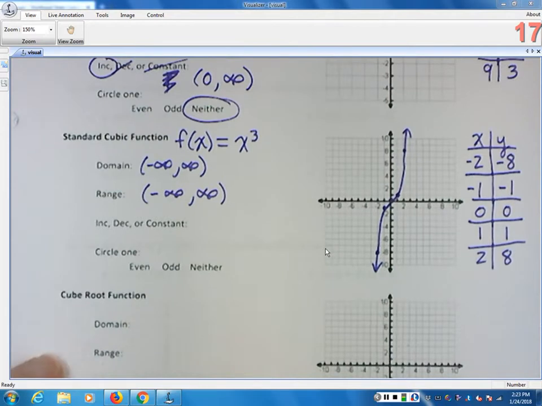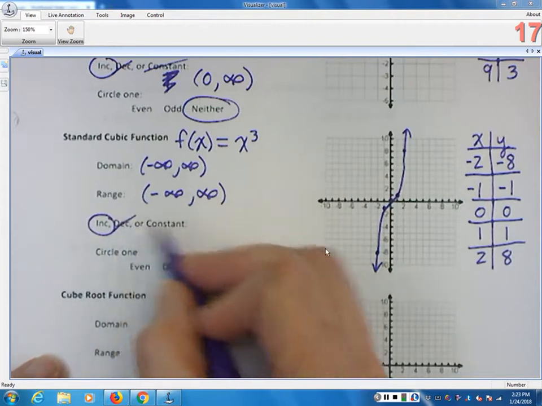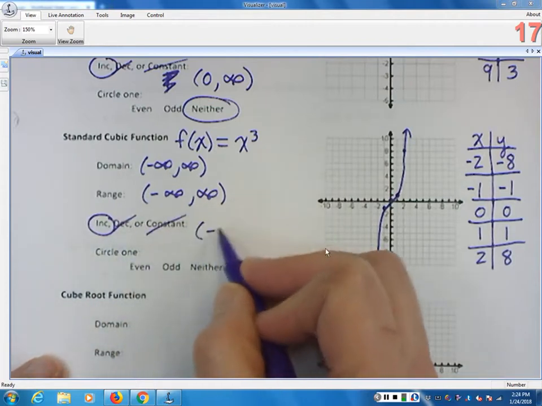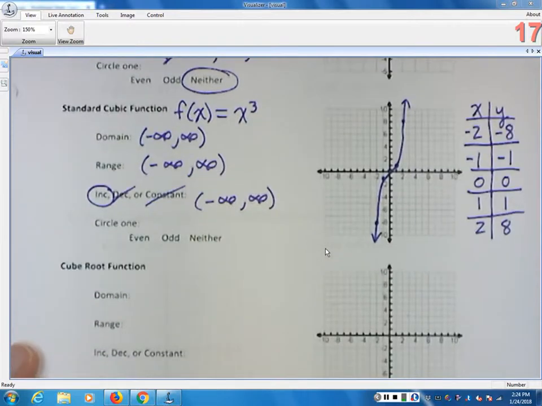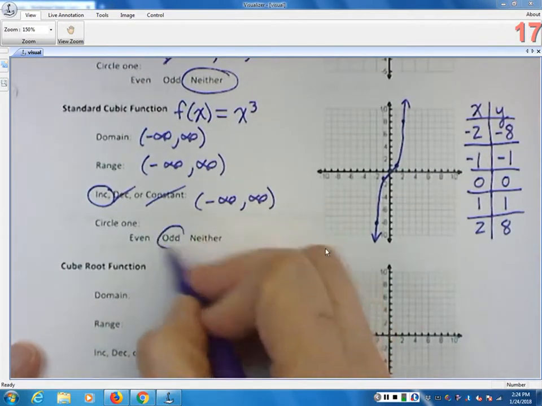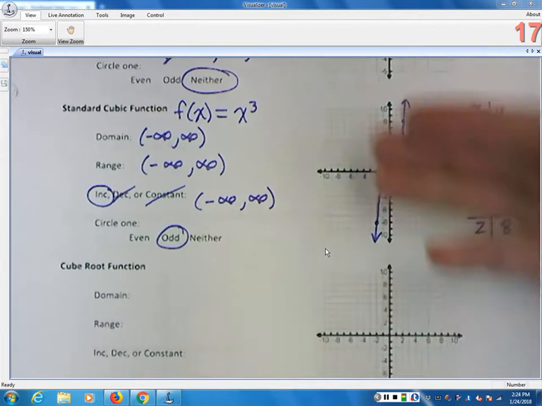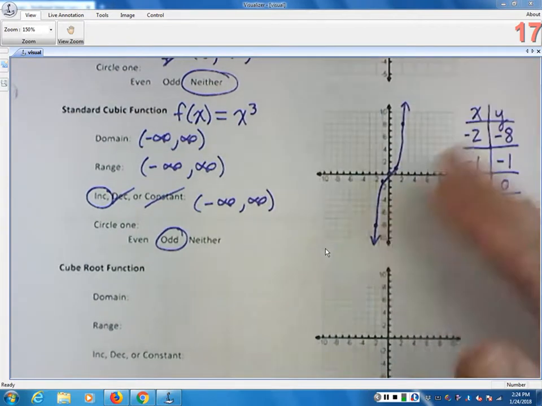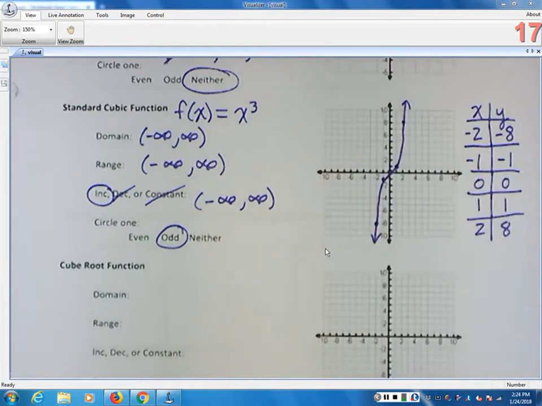Increasing, decreasing, or constant? Look at the graph from left to right. It's always increasing. During its whole domain, it's minus infinity to infinity. And this is an odd function. You can flip it about the x-axis and then about the y-axis, and this half will land on itself.